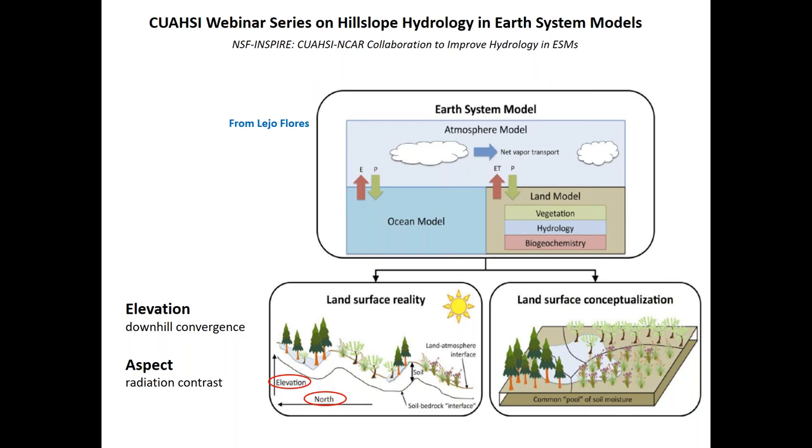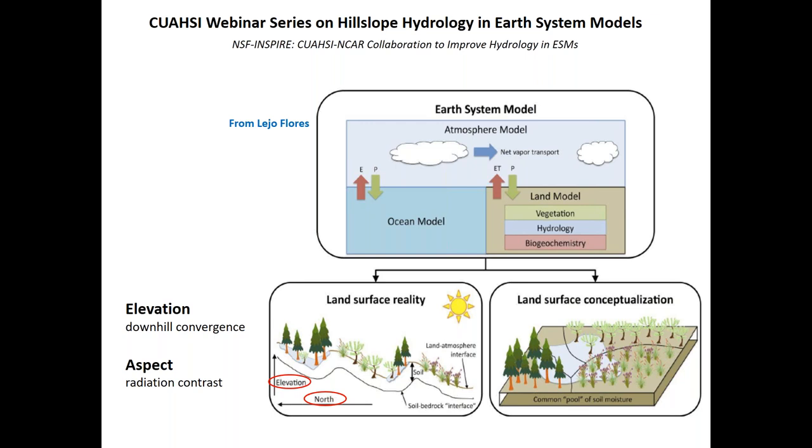On the lower right panel, this is a slide I borrowed from Lejo, who will be talking later today. It is a schematic of those large model grids divided into tiles. Those grids are on the order of 1 degree by 1 degree, or 100 kilometers by 100 kilometers. The grid is divided into tiles of different land cover and land type, with a dozen plant functional types in the natural landscape. But the grid has only one elevation. That is, there are no hills and valleys, no topographic relief, no hillslope hydrology.